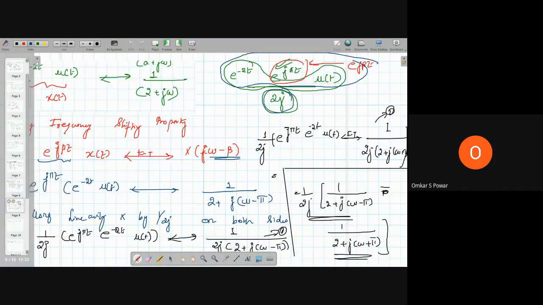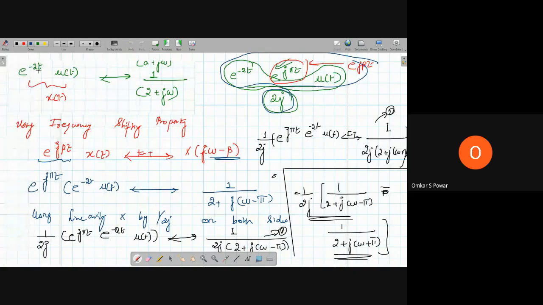Then, in order to multiply by e power j pi t, I have used the frequency shifting property. So what is the frequency shifting property? e power j beta t x of t has the Fourier transform x of j into omega minus beta. So if you multiply e power j pi t with your time domain signal e power minus 2t u of t, you have to replace omega by omega minus pi.